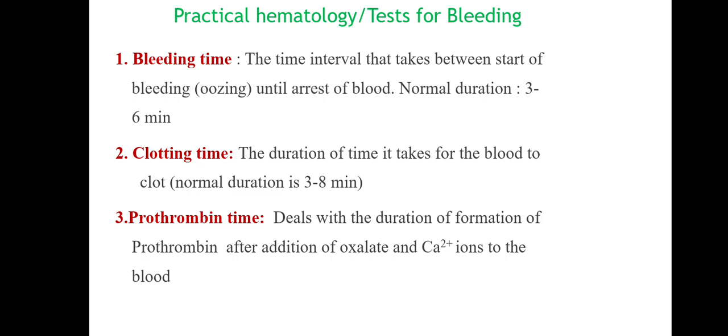What is bleeding time? This is the time interval between the start of bleeding until the arrest of bleeding. From when blood starts coming out until blood stops, how long should it take? Normal duration should be 3 to 6 minutes because the clotting mechanism has been activated and it needs to close up the broken vessel. Above this, you probably have issues with the platelets. Then how about clotting time? This is the duration of time it takes for blood to clot. Normal duration is about 3 to 8 minutes.